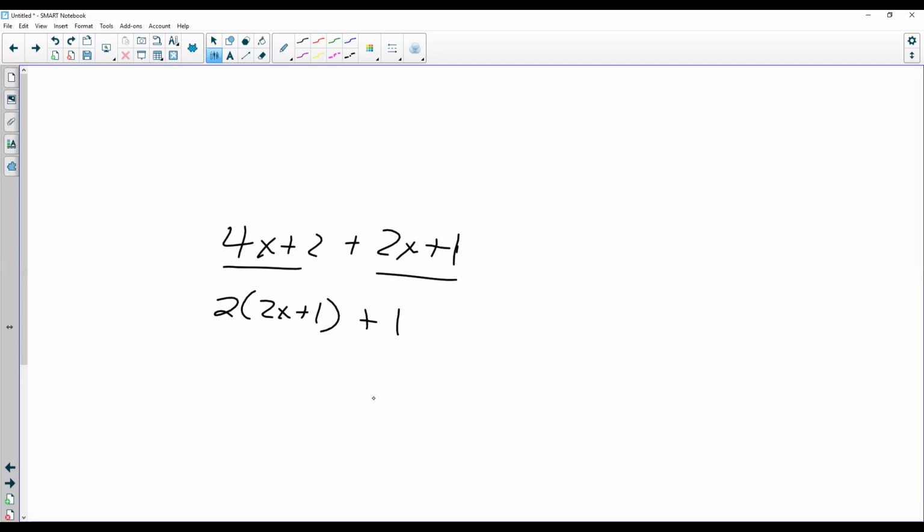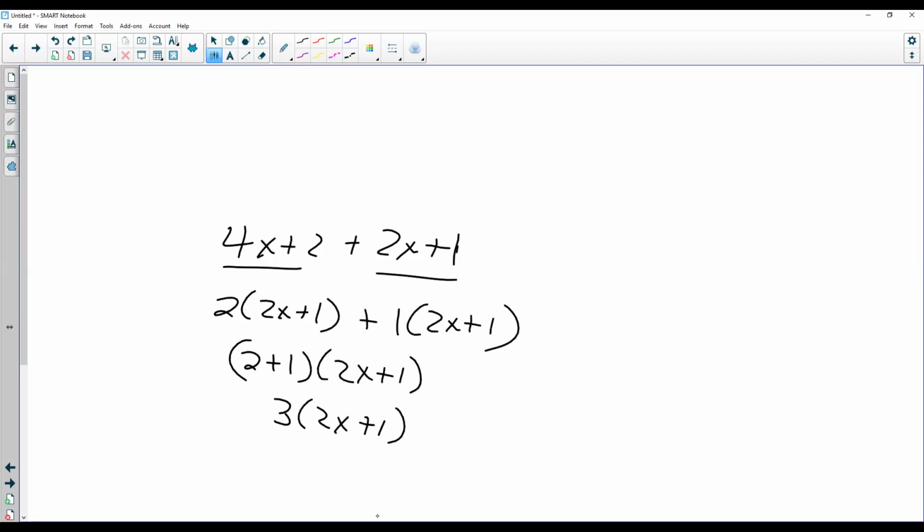Because you've got to have the same here as you have here, and you've got to have something out there. So the answer is what? 2 plus 1 times 2x plus 1. This wasn't a very good example, was it? I should have done it with a quadratic. So this is just 3 times 2x plus 1. Well, that's another way. If we combined that, it would have been 6x plus 3, and then they could have seen it.